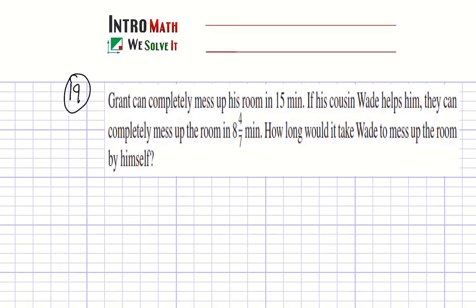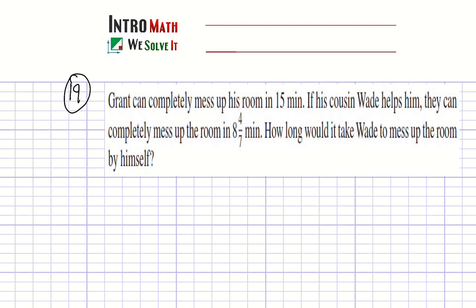Let's move on. We're done with that. I just want to give you a flavor of the variations. People make up stuff. You can make up your own variation, you see. You say Grant can completely mess up his room in 15 minutes. If his cousin Wade helps him, they can completely mess up the room in 8 4 over 7 minutes. How long will it take Wade to mess up the room by himself?